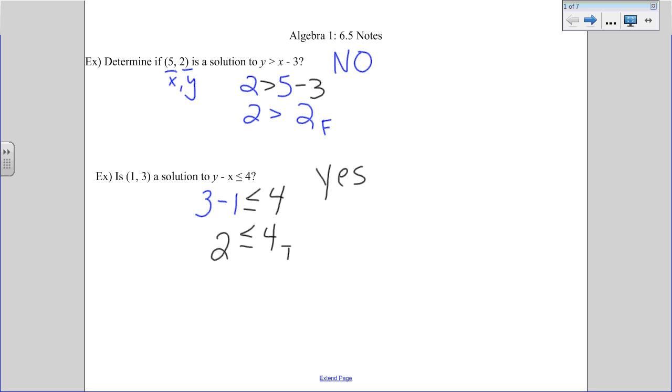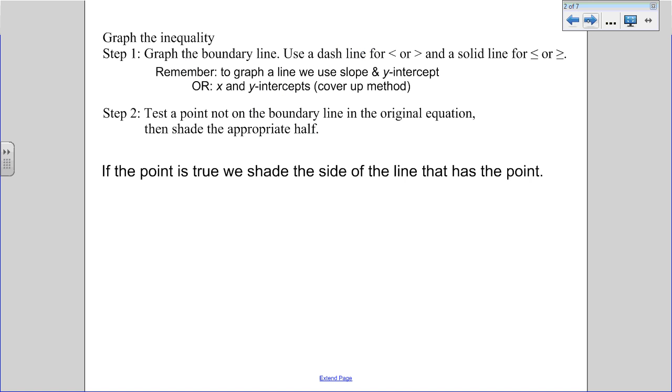So I think you guys have like 3 or 4 problems in today's assignment that start out that way. All right? So any questions on how we're testing these points? Beautiful, because ladies and gentlemen, that's what we're going to do every time we graph. We're going to test a point to determine if it's a solution. Now, we're going to give you an easy point to test. We're going to try and make the math very easy for you guys. All right, so let's take a look.